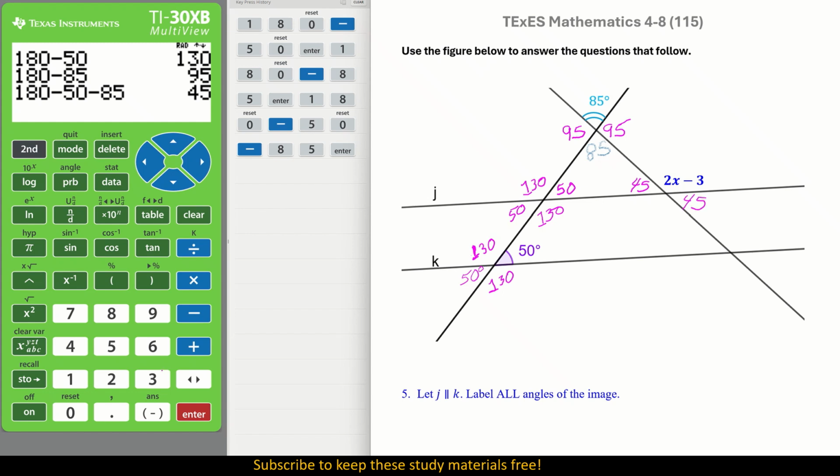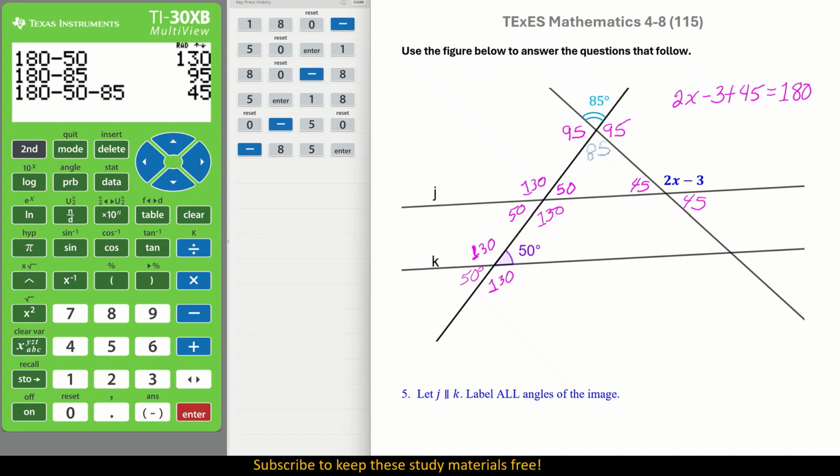Now wait a second. Adjacent to the 45-degree angles, I have 2x minus 3. Okay, well, that's not going to be tough because we know if we add the two adjacent angles there, we will get 180. So this is what we have. We have 2x minus 3 plus the 45 equals the 180.